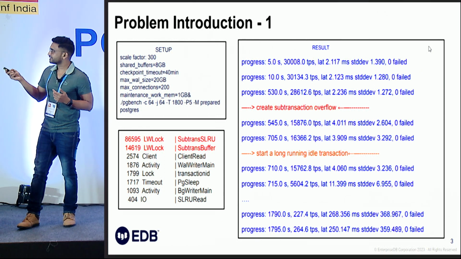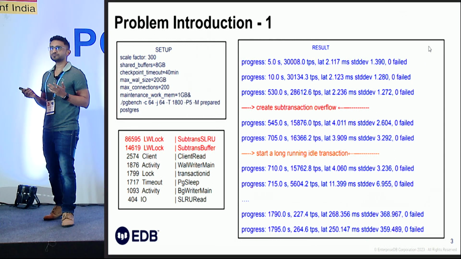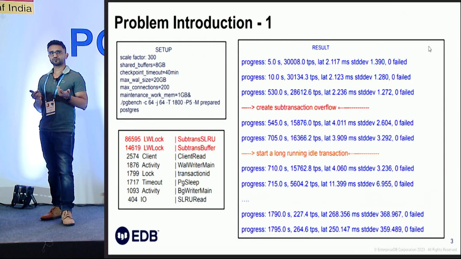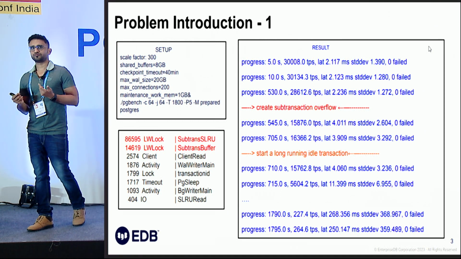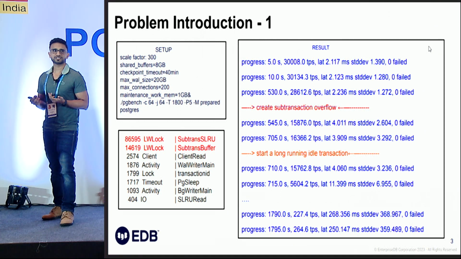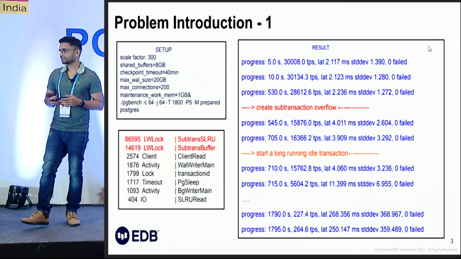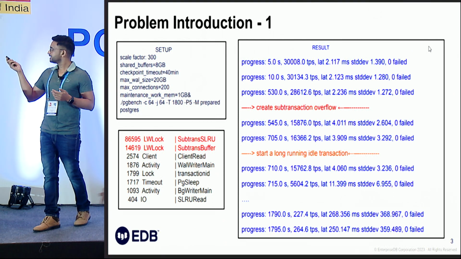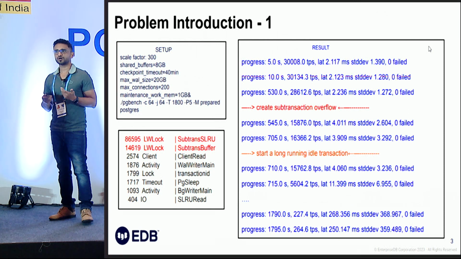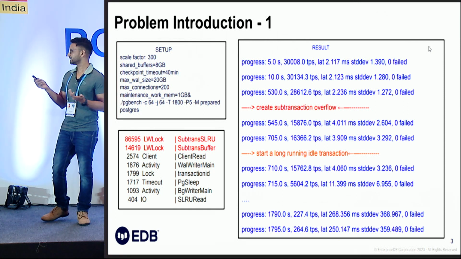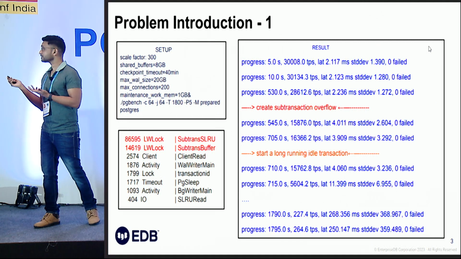So this is my test. I ran a pgbench test with 64 backends and 64 clients, on a fairly powerful machine which has 128 cores. It started with a normal read-write transaction. Generally we see 30 to 32,000 TPS, and it started with the same TPS in my setup also.